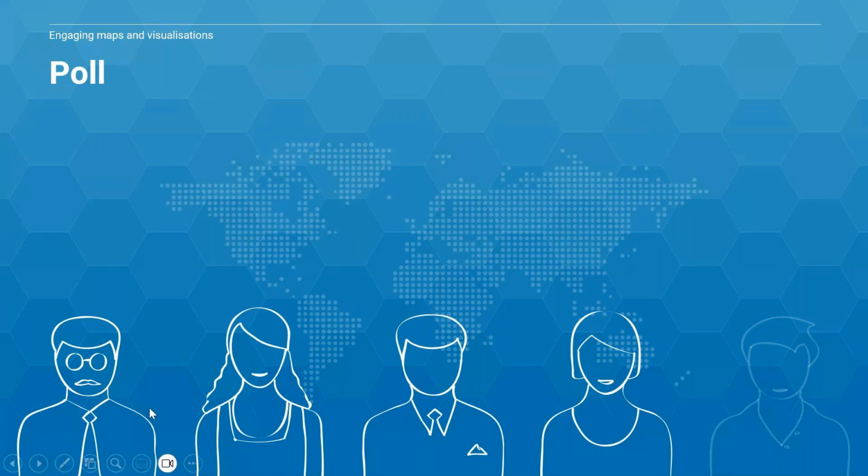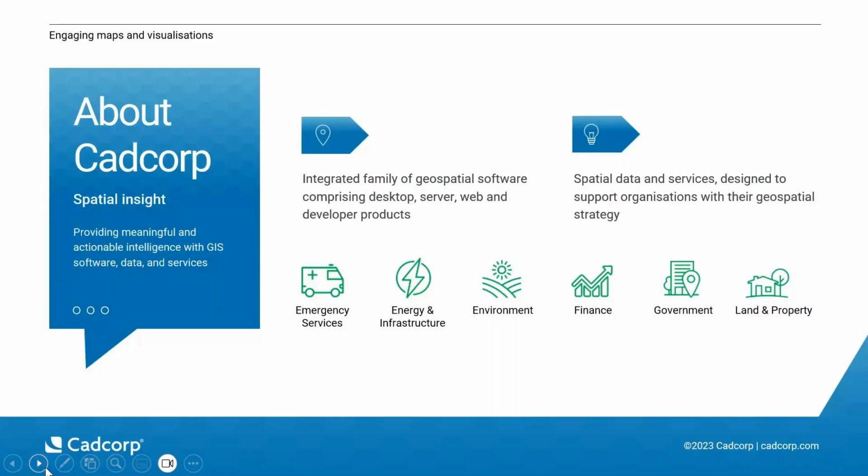Okay, let's get on with the content. So I'll give you a bit more information about CAG Corp. We are UK based and focus on the development and delivery of our product CAG Corp Sys, which includes web, mobile and desktop GIS applications. We also provide complementary spatial data and services and work across a number of sectors. Today in this webinar we've got a focus on the government sector.